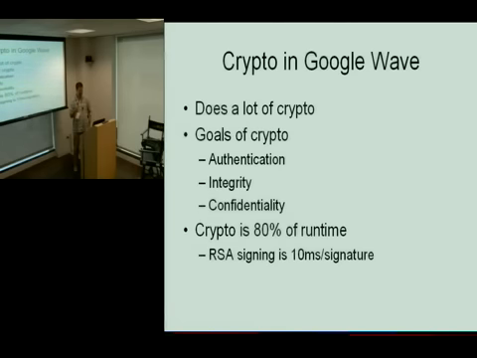And I did a benchmark based on the Fed1 text clients, which basically just inserted blips into waves continuously, and that benchmark showed that about 80% of the runtime was spent on cryptography, in particular RSA signing. That's because RSA signing takes about 10 milliseconds per signature.